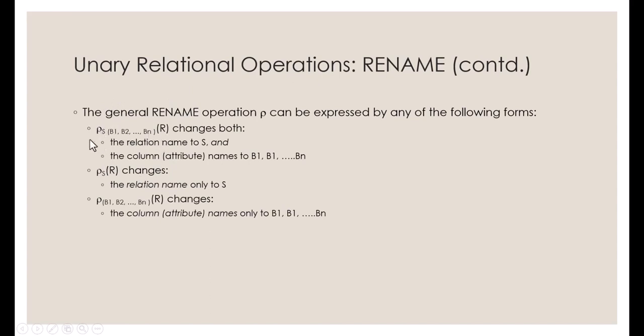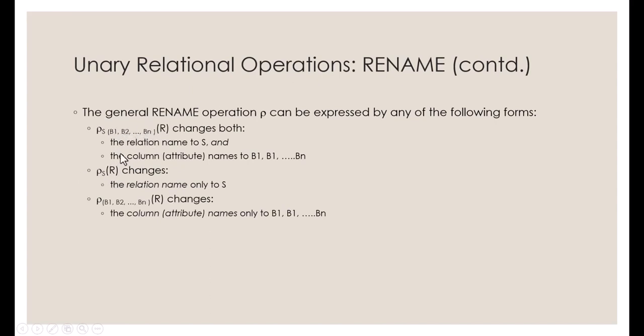This symbol is called rho, and that's what you use to rename something. Here we have S, which is going to be the new name of the relation. The original relation is R, the one we have in parentheses here, and we have renamed it to be called S. Then in parentheses, we have a list of attributes, and we have renamed those to be called B1, B2, all the way to Bn.